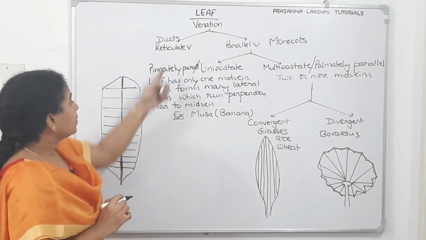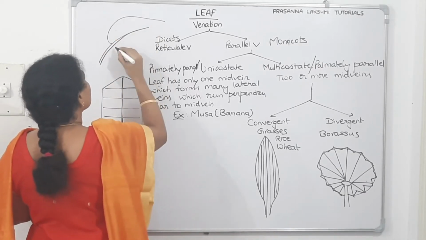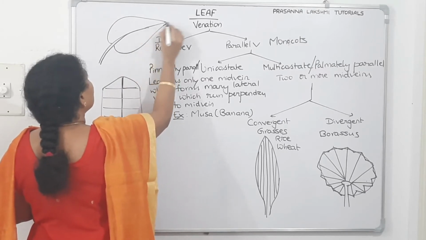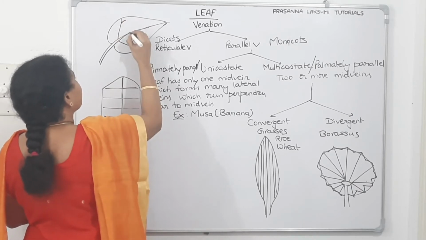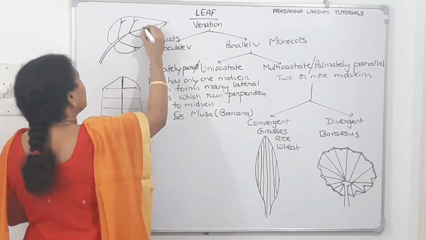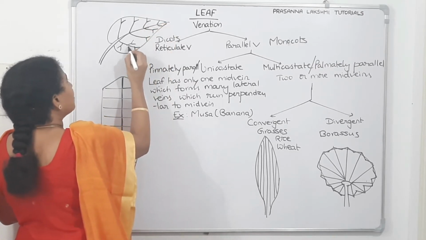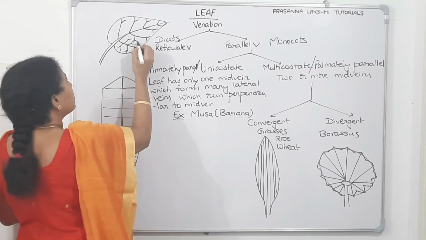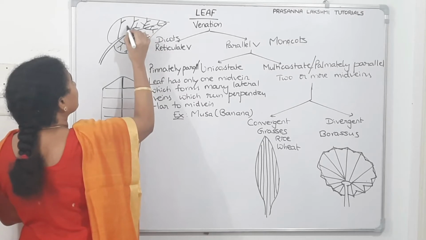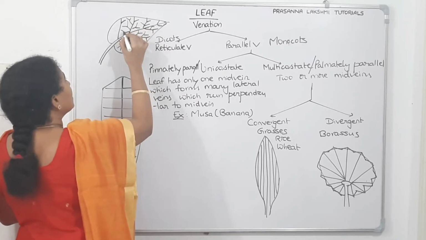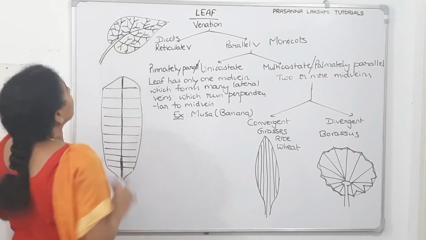Hope you understood. Now reticulate venation. In reticulate venation, this is a midvein and here is the lamina. The midvein divides into lateral veins. These are lateral veins and the lateral veins will split. They are splitting and making a reticulate network like this. Altogether, it makes a reticulate network. Such a type of venation is called reticulate venation, and it is a characteristic of dicots.